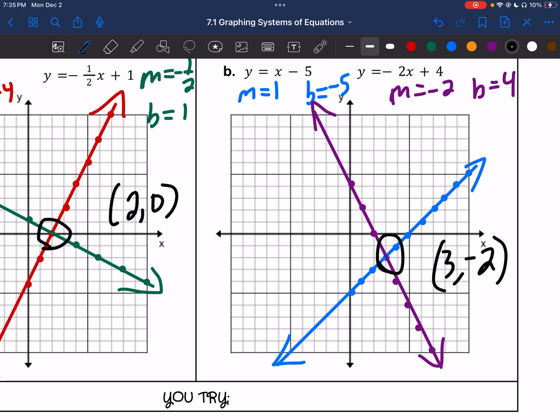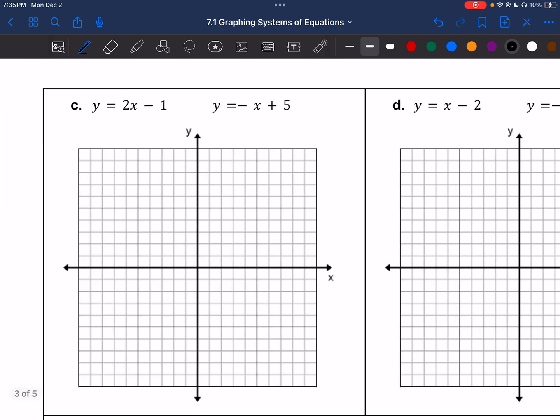All right, so this isn't a really radically different concept than what we've been doing. You're just now graphing 2 lines on the same grid instead of just 1. So now you're going to go to the next page, and there are 2 U-try problems. I would like you to graph those on your own and find the solution point, and then come back and check your work against mine.